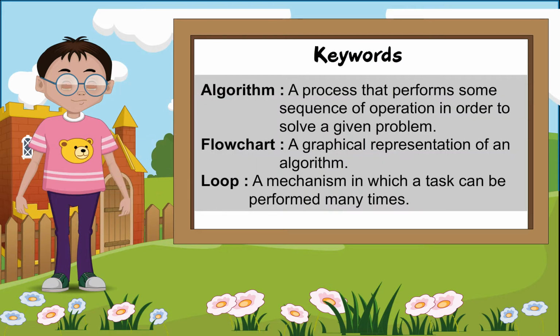Keywords. Algorithm: a process that performs some sequence of operations in order to solve a given problem. Flowchart: a graphical representation of an algorithm. Loop: a mechanism in which tasks can be performed many times.